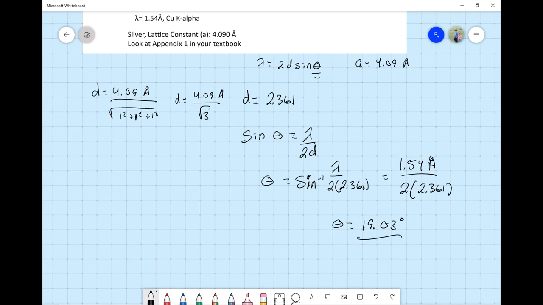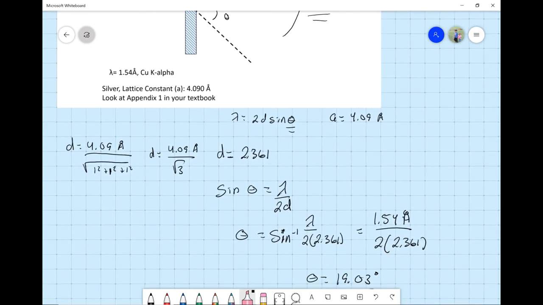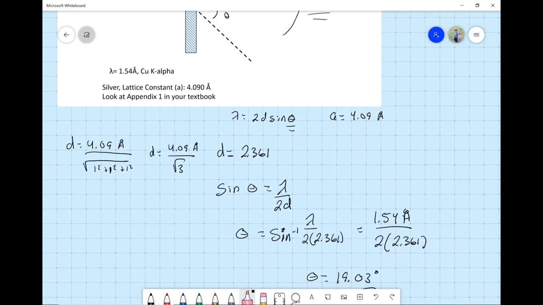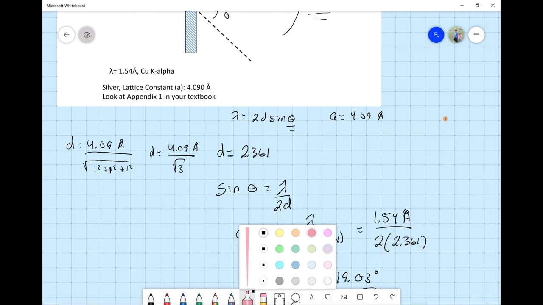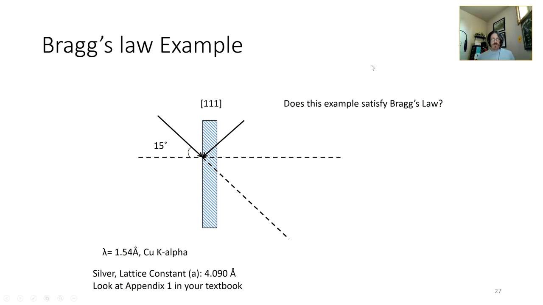So this does not solve Bragg's law. No, it does not. So kind of thinking ahead, what angle would solve Bragg's law? And we kind of already did it. The angle we actually got, 19.03, would actually solve for Bragg's law. So if someone asked you, what angle would solve for Bragg's law? 19.03 would solve it.